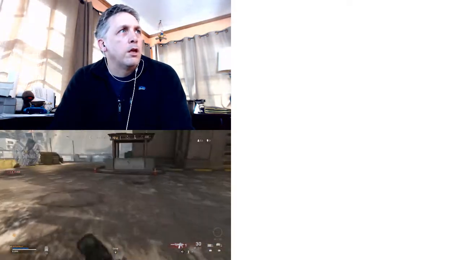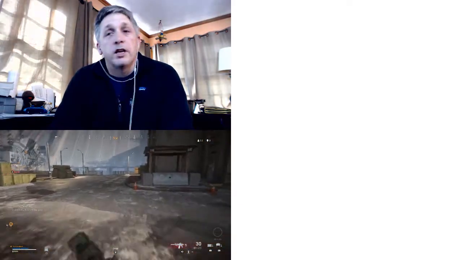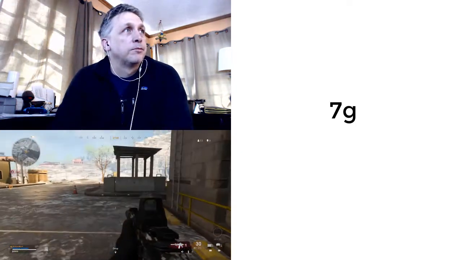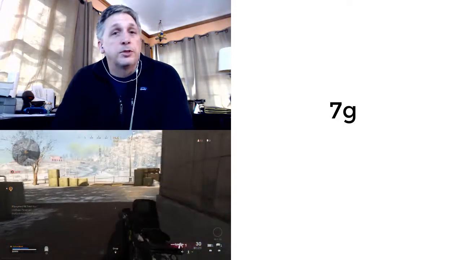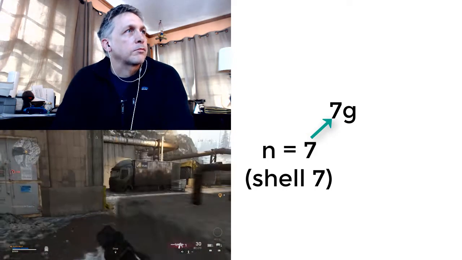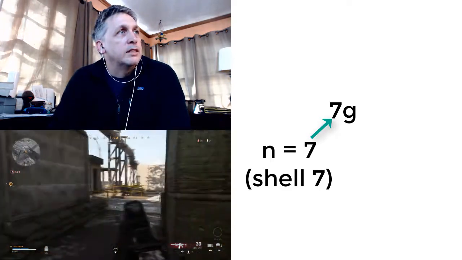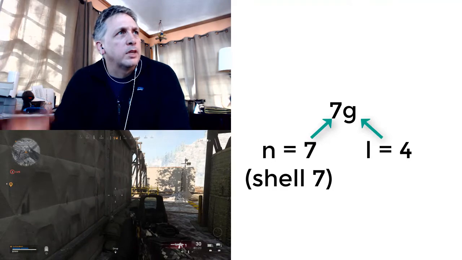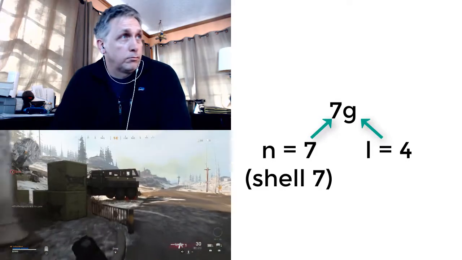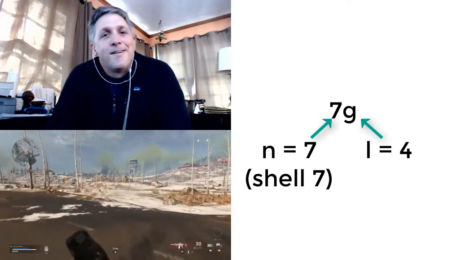So if you're talking about, I don't know, a 7G subshell, you're talking about a subshell that's in shell 7. And the subshell that is L equals 5. No, 4. S, P, D, F, G. I always forget to subtract 1, especially when I'm doing this.